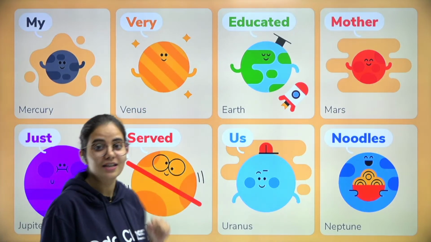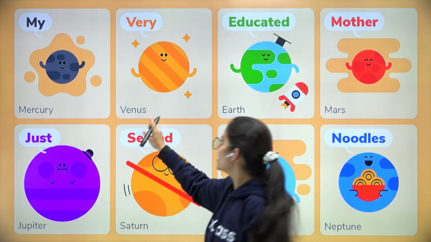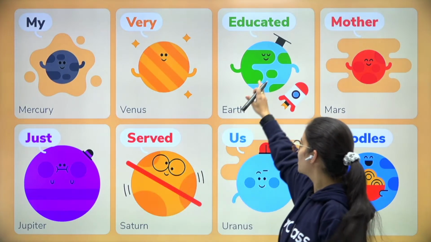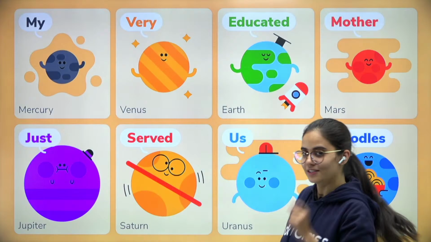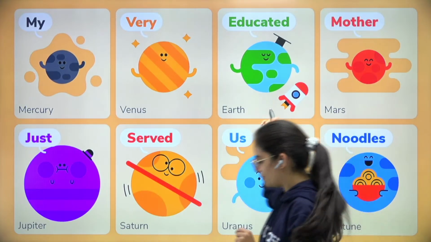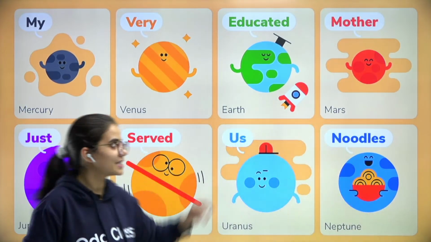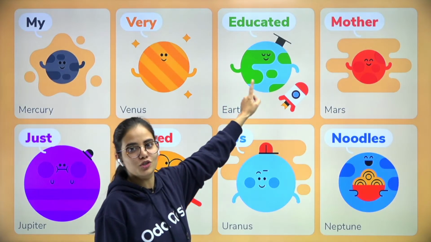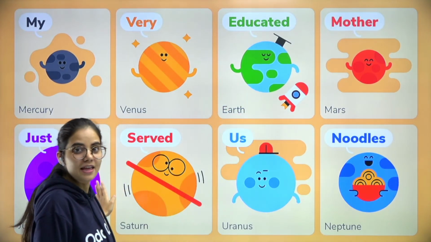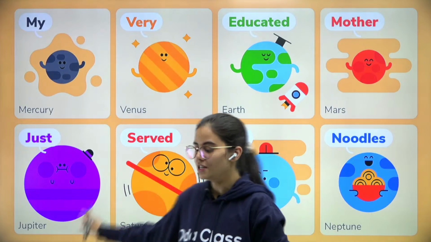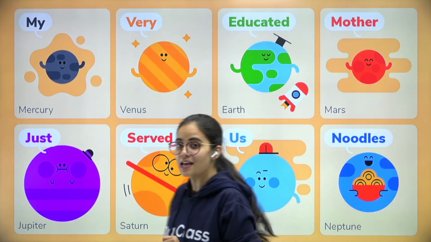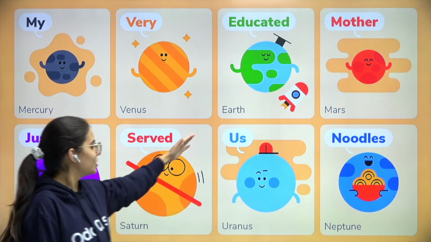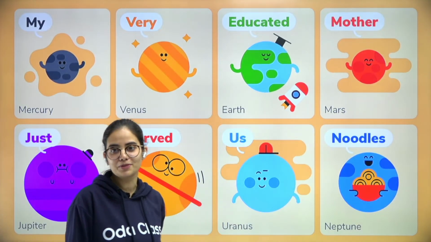Second one, "very." It starts with the letter V. So V stands for Venus. Come to the third one. Yes, that's our planet, of course. "Educated." The first letter, that's E. It belongs to planet Earth. In the same way, you can see it for the others also. M is for planet Mars. Then coming here, "just" is for planet Jupiter. S is for planet Saturn. And the last two, U is for Uranus and N for Neptune.